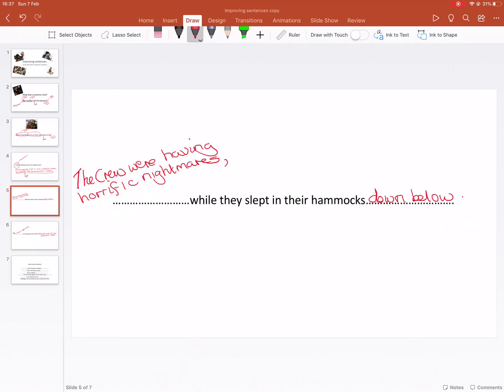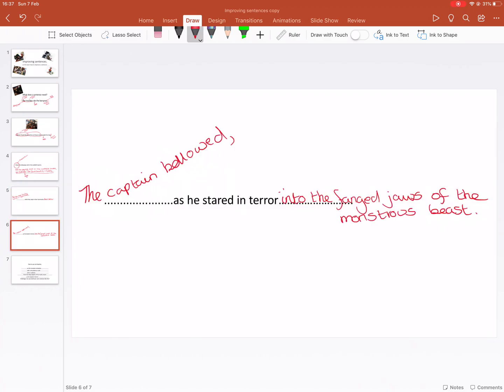The crew were having horrific nightmares while they slept in their hammocks down below. And the next one was, the captain bellowed as he stared in terror into the fanged jaws of the monstrous beast. Okay, so we know we've got our nouns in here. That's our nice noun. So we've got our noun in there. Look, then make sure you've got a noun in yours. Not a noun, a verb, sorry.